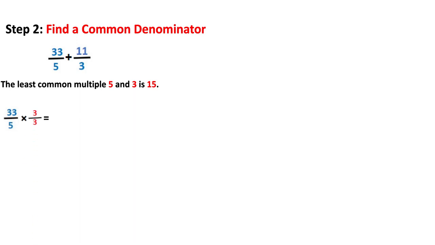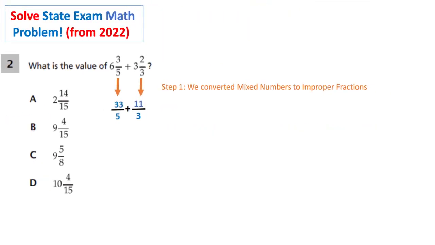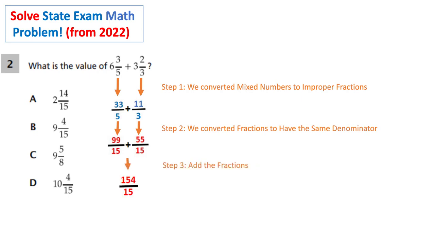So we have 99 over 15. For 11 over 3, multiply both numerator and denominator by 5, since 15 divided by 3 is 5, and we get 55 over 15. Now we can add the fractions with the same denominator. 99 over 15 plus 55 over 15 is 154 over 15.